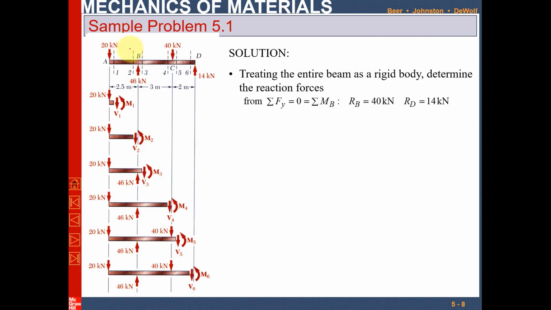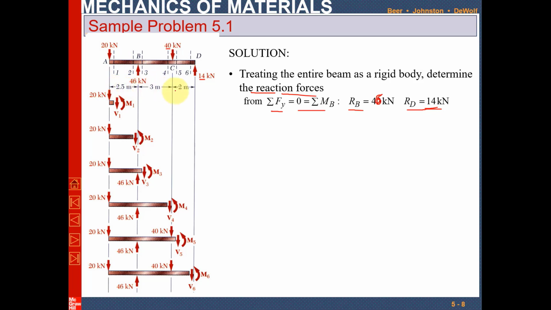So you have seen that this is point A, this is point B, reaction force is 46 kilonewton, this is point C 40 kilonewton, and this is point D 14 kilonewton. Here the reaction force is 46, not 40 kilonewton, and RD is 14 kilonewton. So again, treating the entire beam as a rigid body, we want to find the reaction forces, and we did that in the previous slide. We calculated RB is equal to 46 kilonewton and RD is 14 kilonewton by using the equilibrium equation.